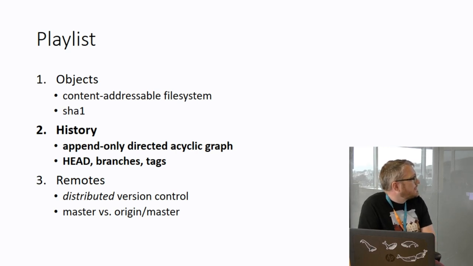So next part, given this file system, how do we make a project history out of it? A phrase that everyone probably has noticed when working with any version control system is directed acyclic graph. And an important part of it is that it's append only, which means in the Git history you don't change stuff in it, you only add stuff to it. And again, what is this head thing that you keep seeing when using Git, and how do we work with branches?